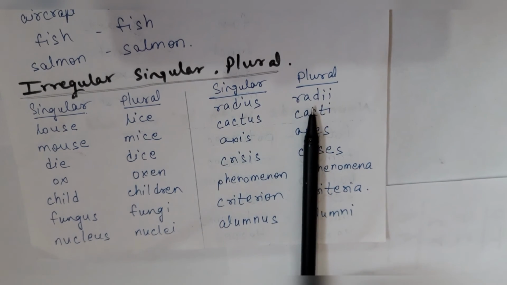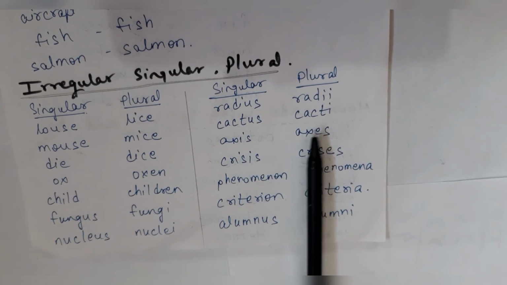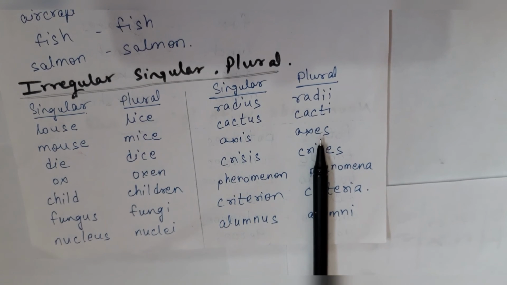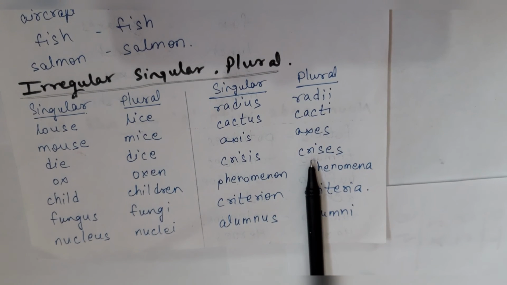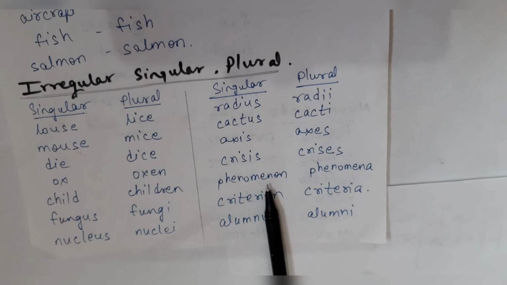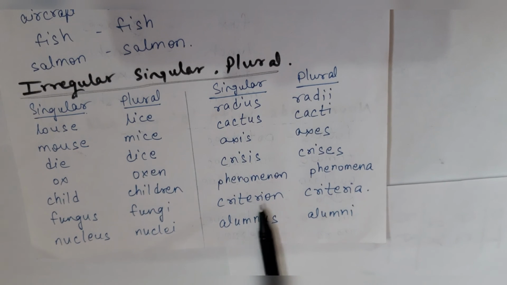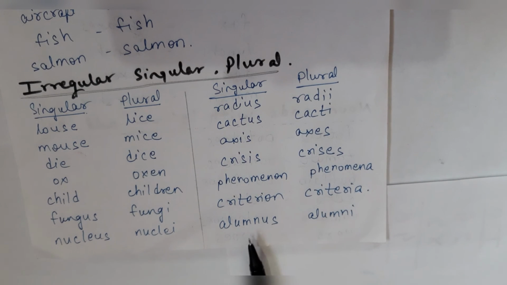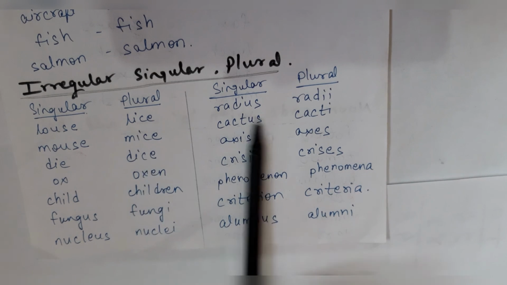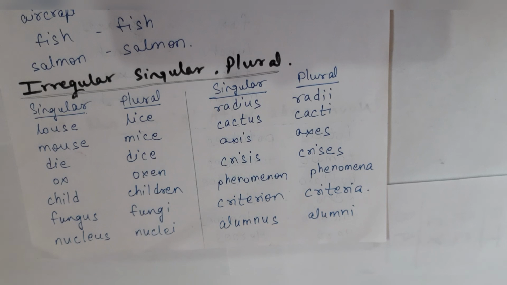Radius, radii. Cactus, cacti. Excess, excess. Crisis, crises. Phenomenon, phenomena. Criterion, criteria. Alumnus, alumni. So these are the words which are totally different. They are irregular singular and plural nouns, and they remain like that.